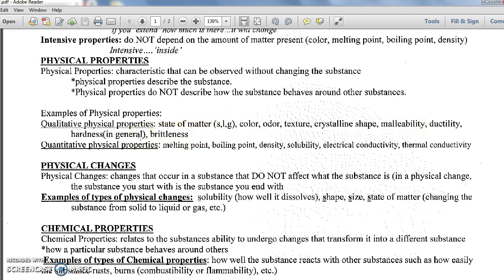How hard a substance is, whether the substance is brittle or not. Non-metals tend to be brittle. Brittle means they're not bendable. If you try to bend them, they shatter or break.